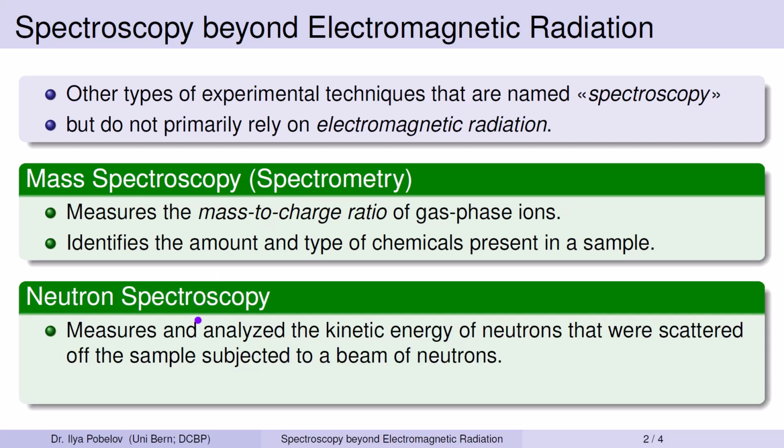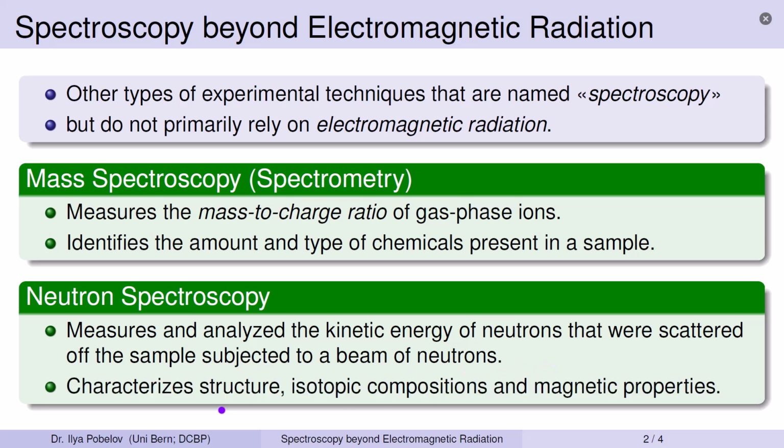Neutron spectroscopy measures and analyzes the kinetic energy of neutrons that were scattered off the sample subjected to a beam of neutrons. It characterizes structure, isotopic compositions, and magnetic properties of the sample.